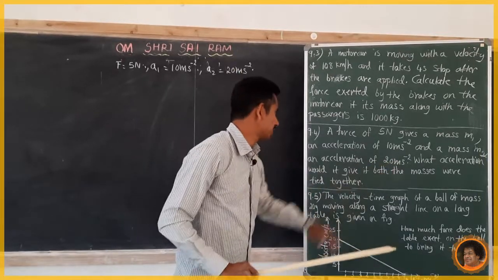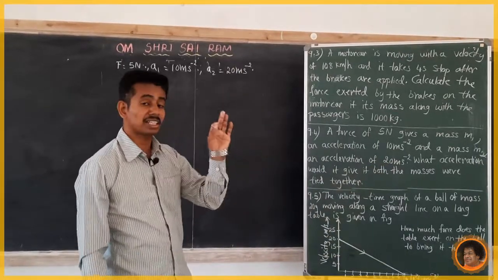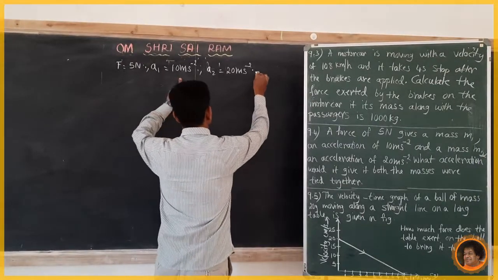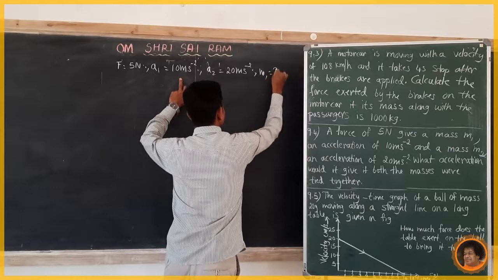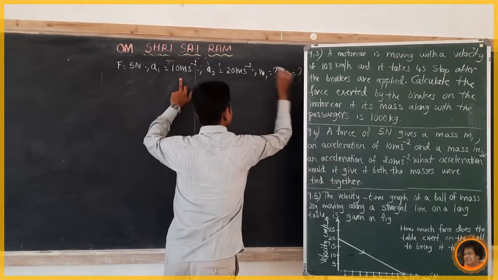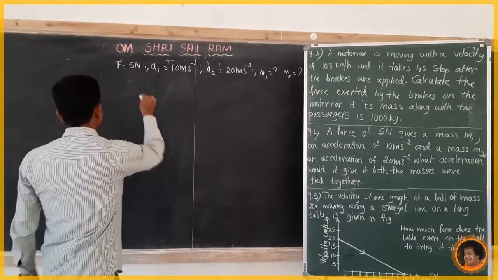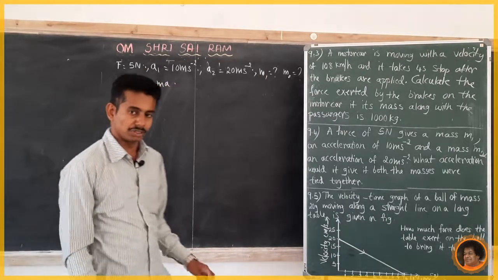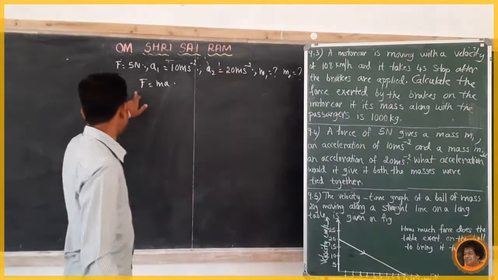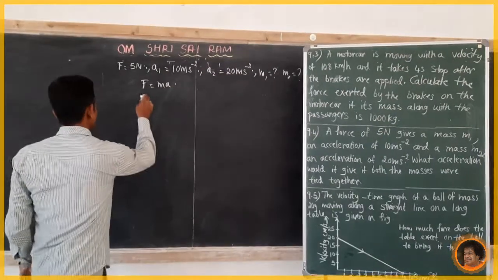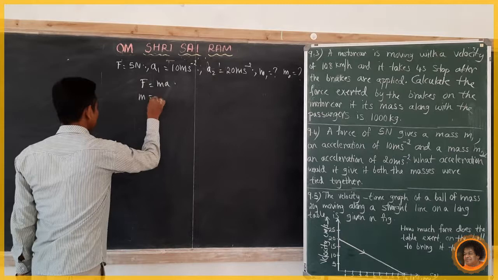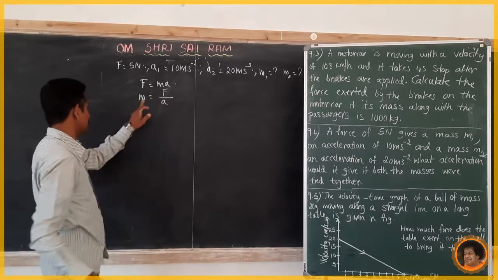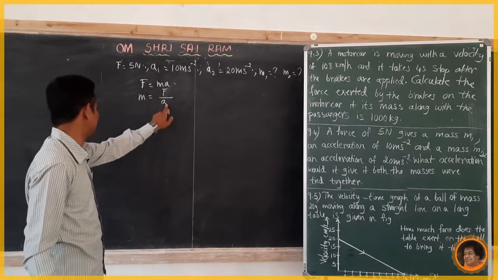What acceleration would it give if both the masses were tied together? Before calculating the total mass, you have to calculate m1 and m2. The formula is F equal to ma. We already derived this formula. Now tell me, what is m? m equal to F by a.